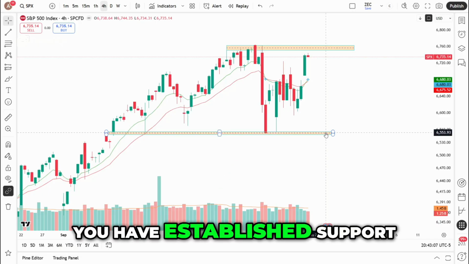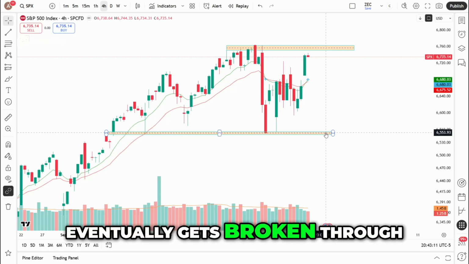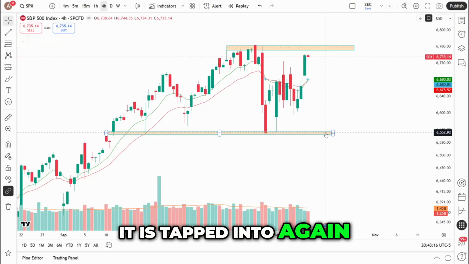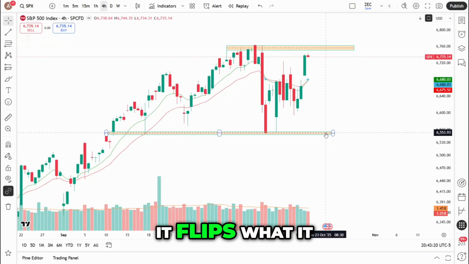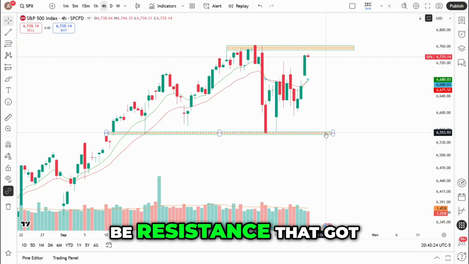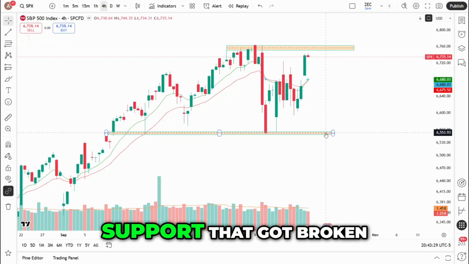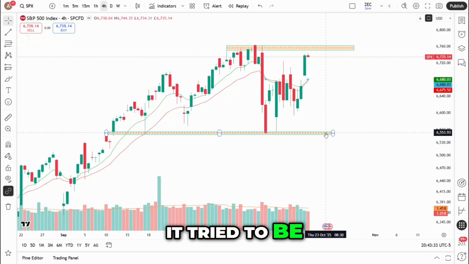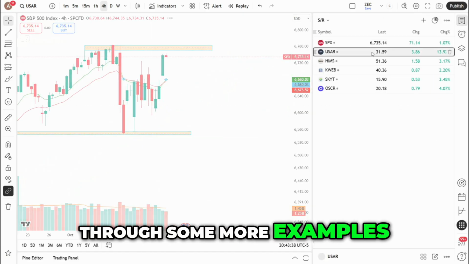You have established support and resistance, and that eventually gets broken through, and the next time it is tapped into again, aka the retest, it flips what it used to be. Okay, so what used to be resistance that got broken through is now support. What used to be support that got broken through into the downside is now resistance when it tried to be tapped into from below. We're going to go through some more examples over here.